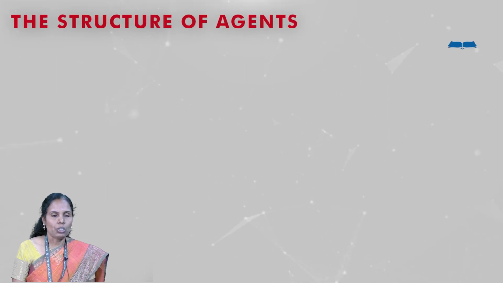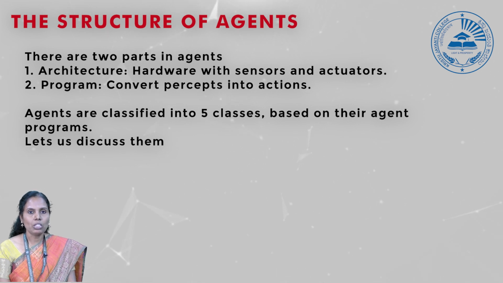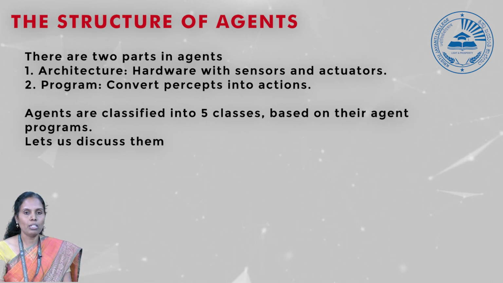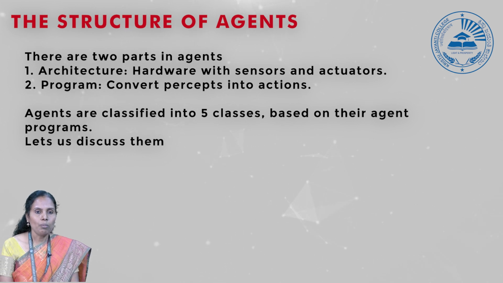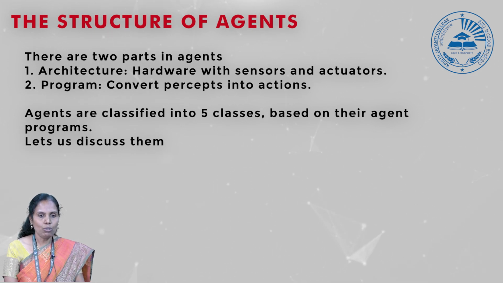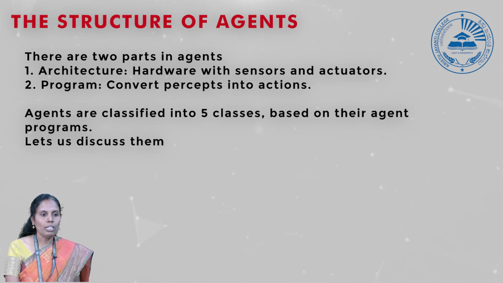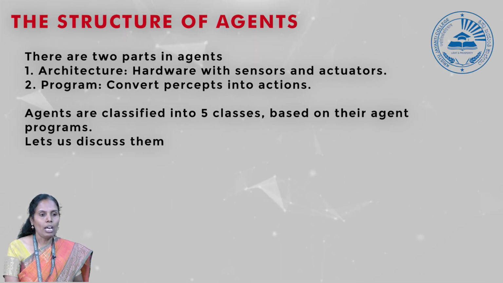So next one, structure of the agents. Two parts are there in the agent. One is an architecture, another one is a program. In the architecture, two parts will be there, that is hardware with sensors and actuator. Both are hardware only. Then program. So after giving the value to the input or through the sensor, the actuator will take the value and give the output. So for that we need to write one program. So we have to convert the percepts into the action through the programs only.